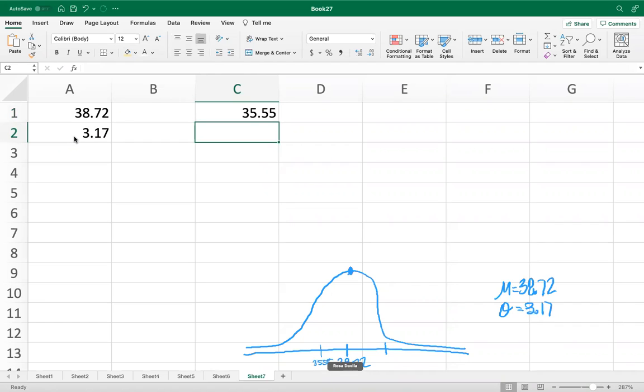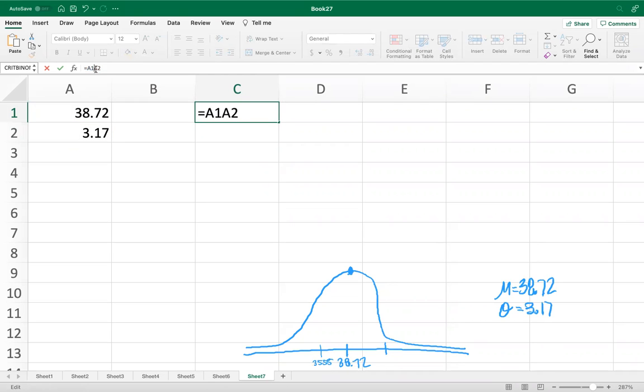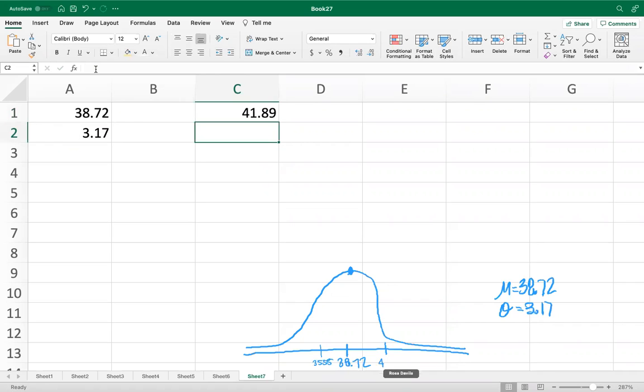And that's going to be 35.55. And we're going to add it. So we're just going to keep the same one. So plus. And over here on this side, it's going to be 41.89. And that's one standard deviation away. So what we could say, pretending that I drew this nicely, is that 68% of the data is going to fall between 35.55 and 41.89. And now let's see what 2 standard deviations away is.